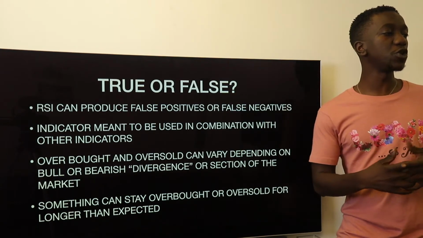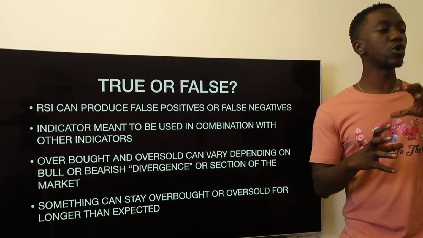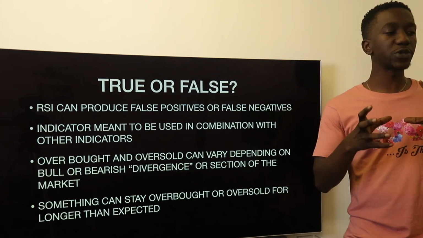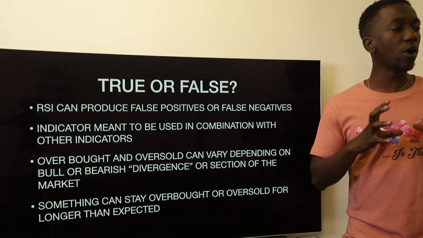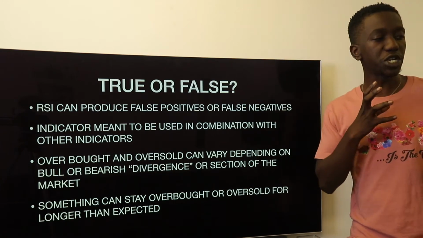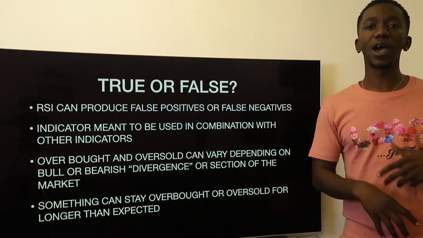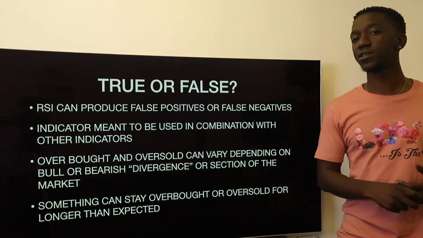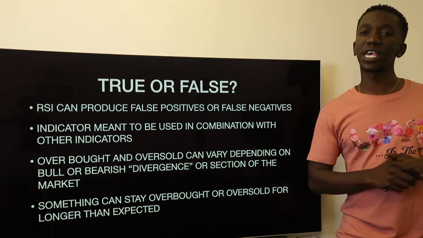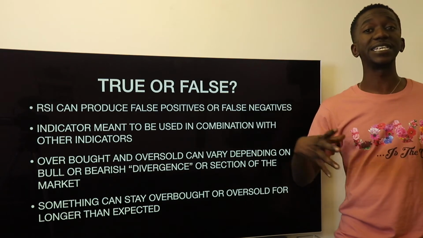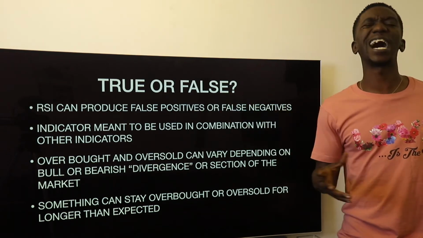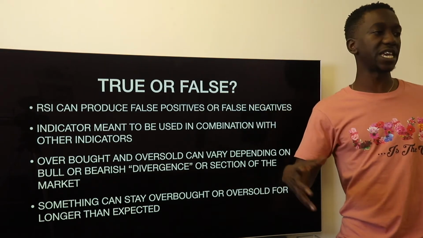So one thing you need to remember is that overbought or oversold, those numbers can actually vary depending on whether or not the stock is in a bullish or bearish diversion. What I mean by that is if you have a stock that's maybe in a tech sector, you might see it ride above 70 for quite some time because the entire tech sector is just hot. Everybody's buying something in tech.